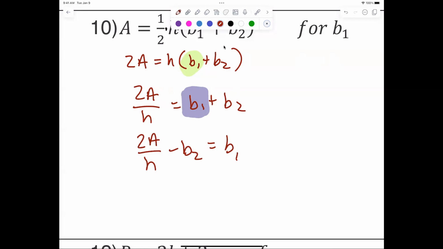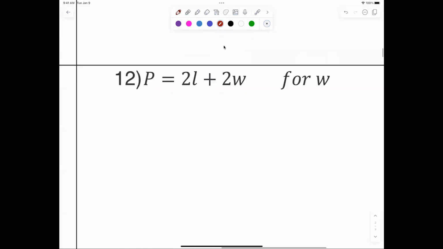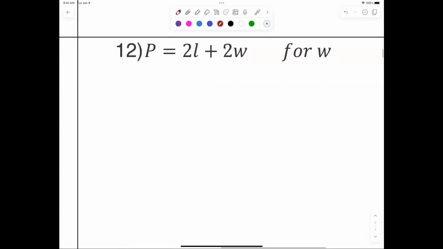All right, here we go. Let's check out 12. 12 is the formula for perimeter of a rectangle. So how do I solve for W? What do I do first? Carolyn? We divide P by 2L. Not divide, because it's subtract. Yeah, subtract. P minus 2L equals 2W.